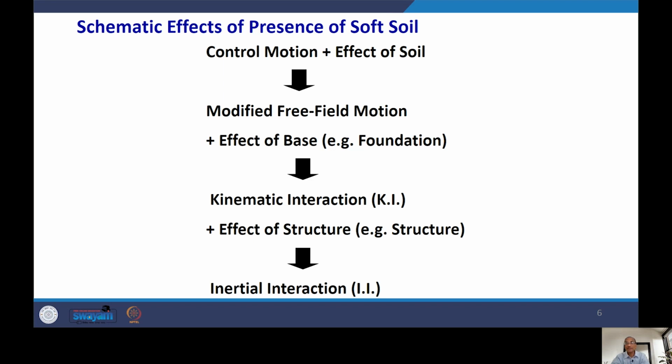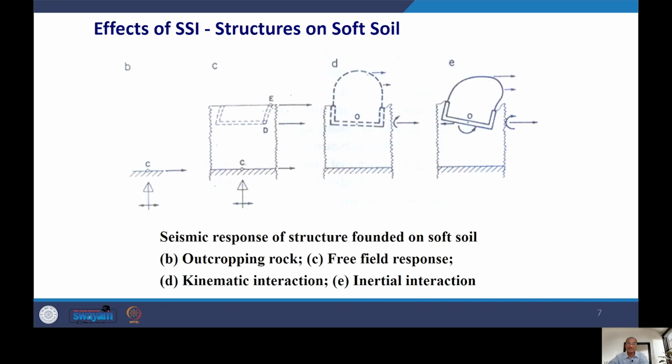Then, based on the modified free field motion, for example, for a foundation without mass, that is without considering inertial effect, what you get is kinematic interaction. When the kinematic interaction is applied on the structure with its mass considered, it leads to inertial interaction. So these were the steps of SSI, that is modified free field motion, kinematic interaction, and inertial interaction, which we discussed in the last lecture, showing how systematically the soil affects the motion.